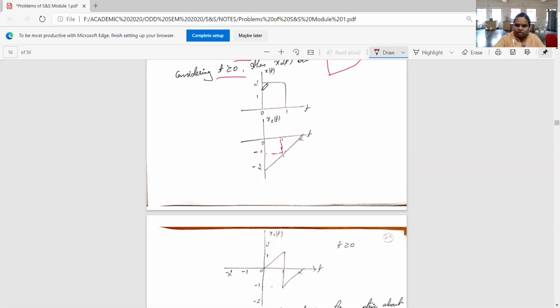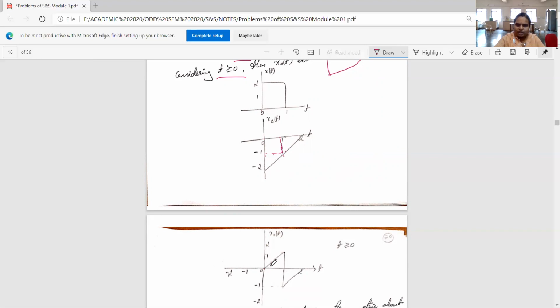When I just observe here, we are going to add these two signals at 0. At 0, here is 2, here is minus 2. 2 minus 2 will be 0 only. Yes, it will be 0.